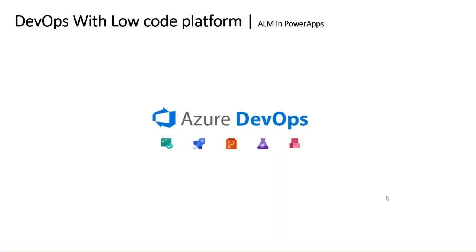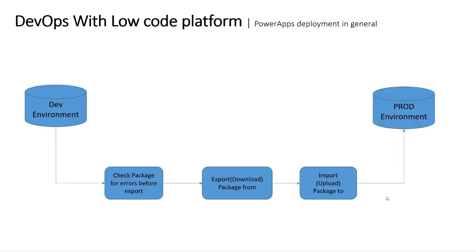Hello everyone. In this session, I would like to present the DevOps practice implementation, or application lifecycle management, in Power Apps, which is a low-code platform, using Azure DevOps. This is the general process of package deployment in Power Apps, wherein we export the package and then manually upload the package to a higher environment. Before exporting the package from the lower environment, we check the package for errors and all.